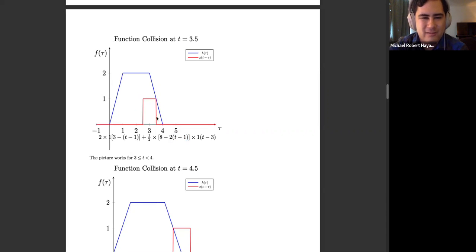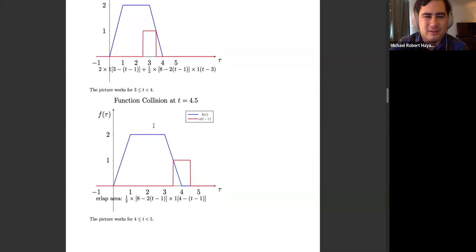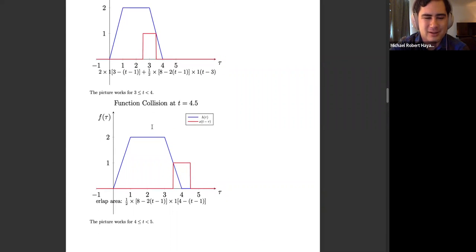And then what is the width of this? Well, this is going to be 1 times t minus 3. That's I guess the base of the triangle. And similarly for t between 4 and 5. So here I drew it at 4.5. There's only one segment and it's a triangle for our overlap area.